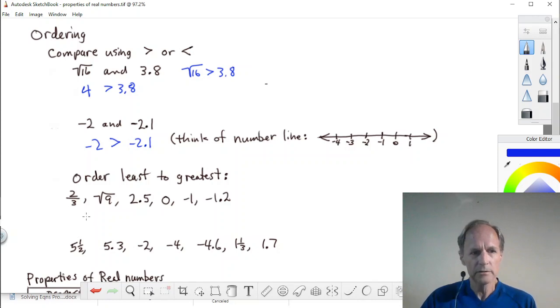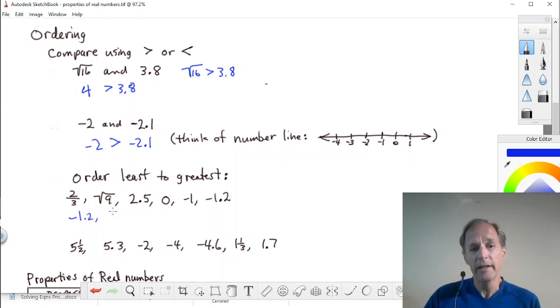So, you just have to evaluate each close enough to compare it to the others, right? So you have 2/3, you have square root of 9, that's 3. That's the very biggest one on here, right? What's the least? The least would be the one that's the most negative. That's the farthest to the left. So the one that's the most negative out of all these is negative 1.2. So that would be our first one.